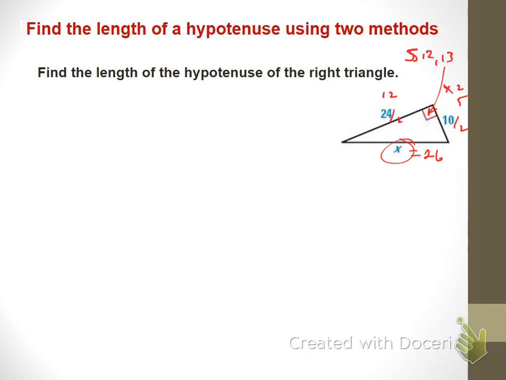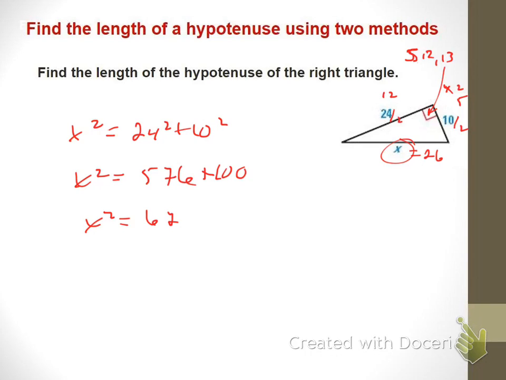Otherwise, you can just use the Pythagorean theorem. Hypotenuse squared equals leg squared plus leg squared. So you get 576 plus 100, 676, which should give you 26, and it does. Okay, so two ways. And again, Pythagorean triples are nice if you remember them, but not absolutely necessary.